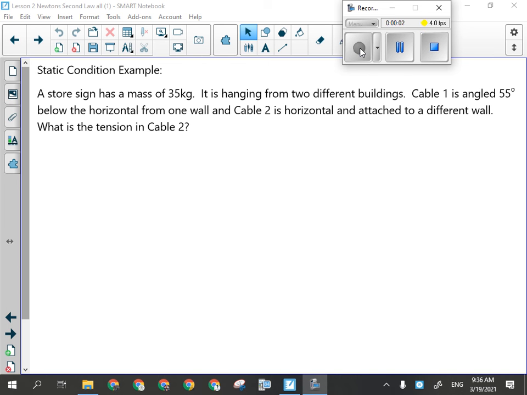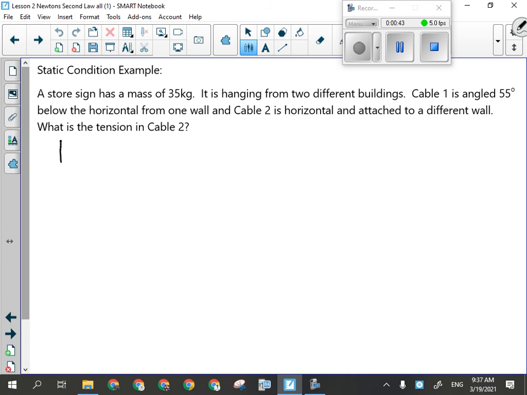So this is what we call a static condition Newton's question. Okay? Static means what? Yeah, not moving, not changing. So in this type of problem, nothing's moving. Anytime nothing's moving, what's the net force? Right. That's something you have to keep in mind. The vector sum of all the forces acting on the sign is 0. So all the vertical forces add up to 0, all the horizontal forces add up to 0. Otherwise, the sign would be accelerating in some direction or another.